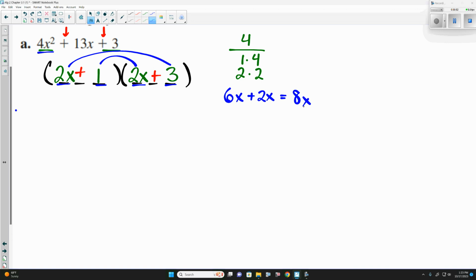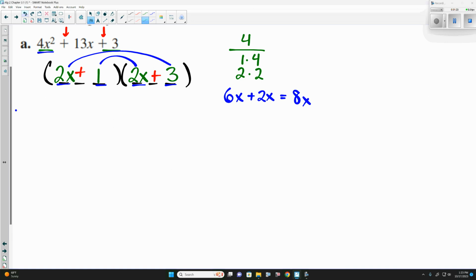8x, positive 8x. Is that the middle term we wanted? No, we wanted it to be what? 13x. Okay, we need to change something. Well, we could switch the 1 and 3. Yes? It'd be the same because we're doing 2x times 1 and then 3 times 2x. That is exactly what we had before, yes? So that really didn't change anything. So I can go and put that back.